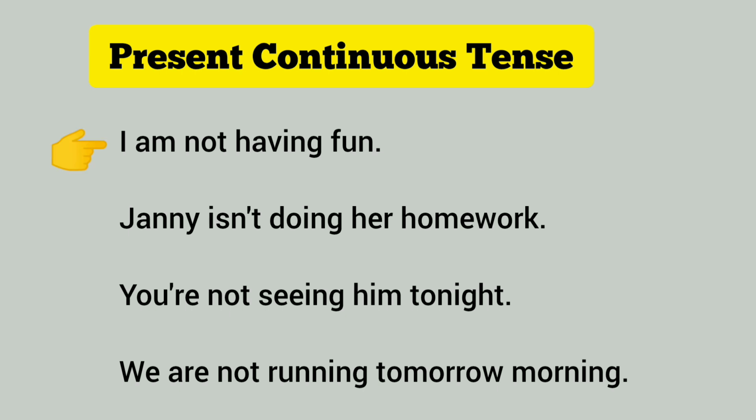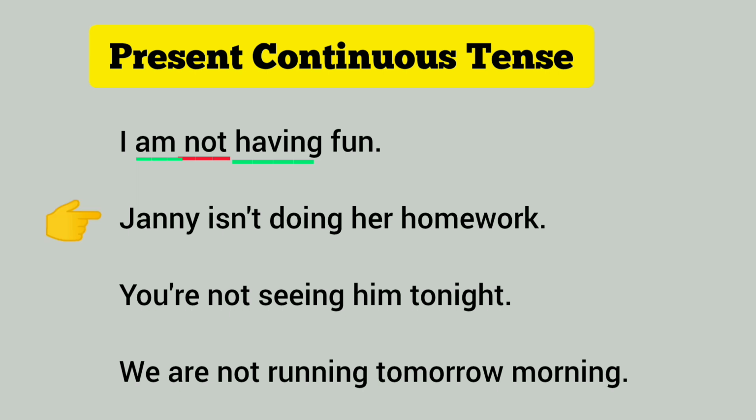The first sentence says, I am not having fun. Now that's not true for me because I am having fun. But this example says, I am not having fun. Now let us see what words we can change. You must have noticed the not word goes between the be verb am and the verb having. And there is ing with the verb.